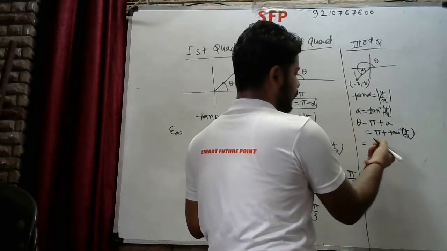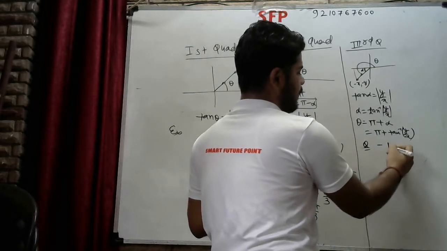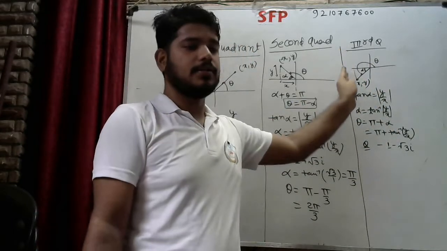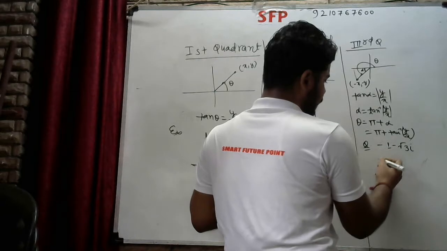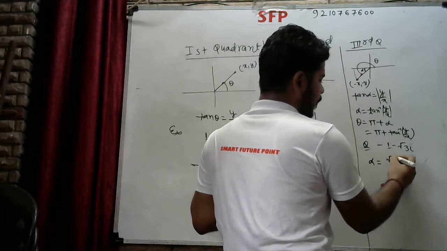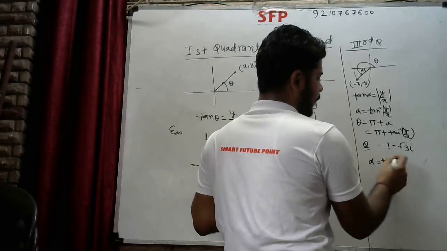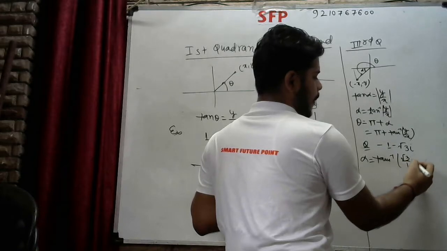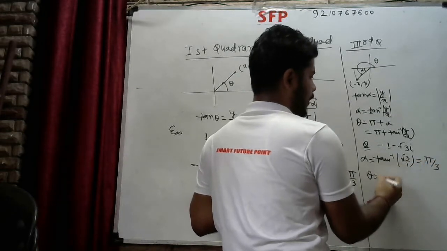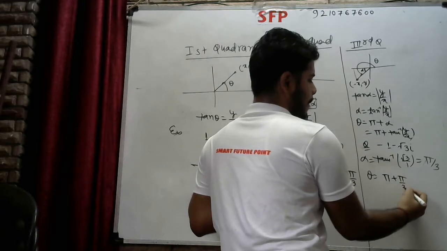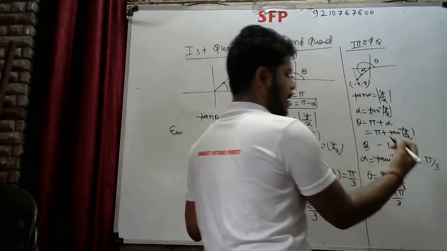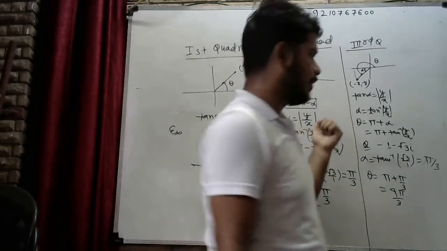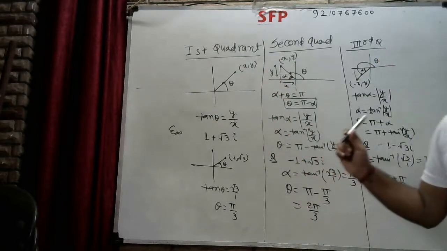Now, I'm going to give you an example. This is minus 1 minus root 3 iota. We know both parts are negative. It will be in the third quadrant. So alpha will be root 3 by 1. This will come pi by 3, but theta we know is pi plus pi by 3, which is 4 pi by 3. This is the condition of your first quadrant, this is the second quadrant, this is the condition in the third quadrant.